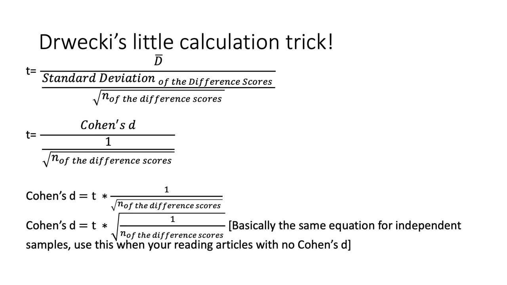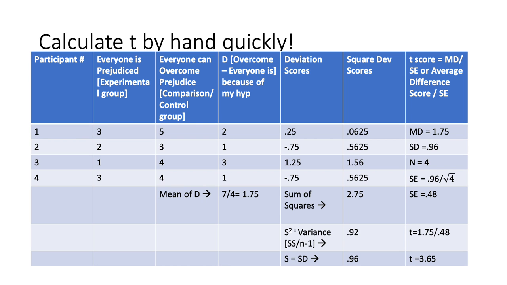Let's do the calculation for this problem together really quickly. So participant number 1, my everyone is prejudice group, my everyone can overcome prejudice group. That's my original data. I've just added to this data. Now, first thing I did was calculate my d-score. Now, I didn't just calculate everyone is prejudice minus everyone can overcome. I calculated it the other way because what am I predicting? I'm predicting that everyone can overcome prejudice article will increase beliefs in free will over prejudice.